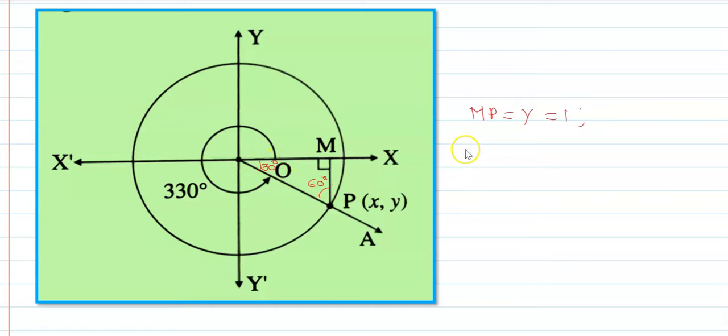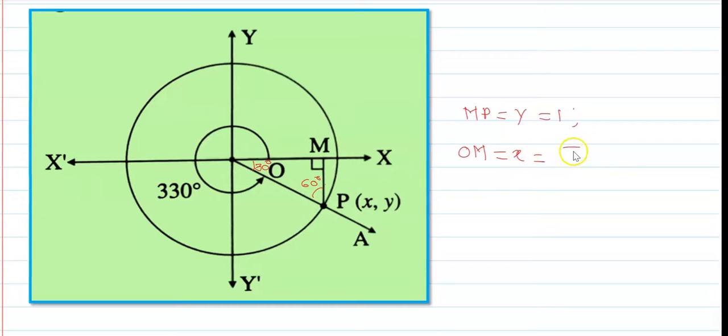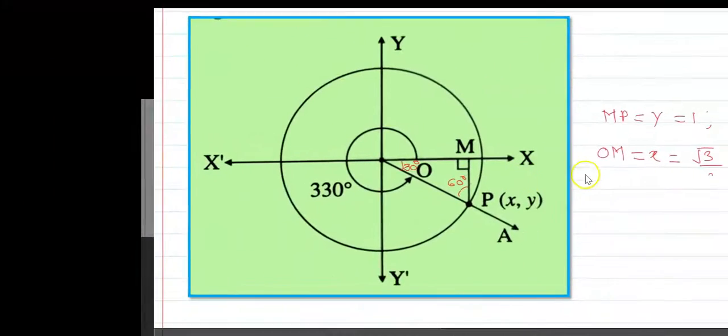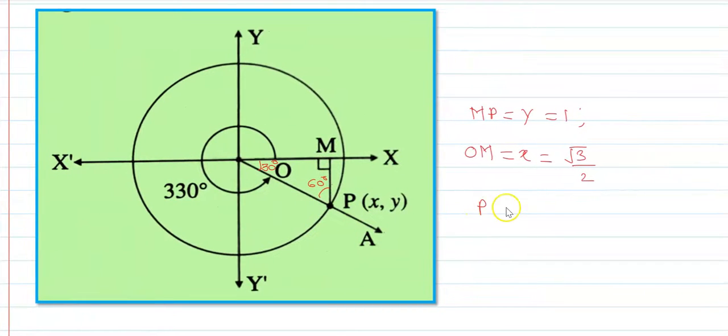And what about OM? OM is equal to x, and that is equal to root 3 upon 2. And hence the coordinates of the point P are root 3 by 2 and 1. These are the coordinates of the point P. Okay. But this point lies in the third quadrant as x is positive and y is negative.